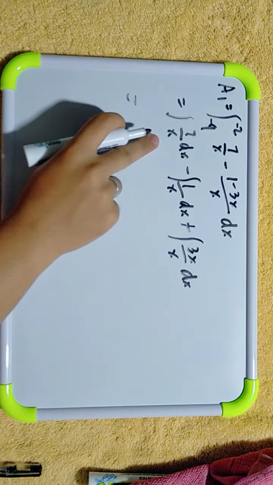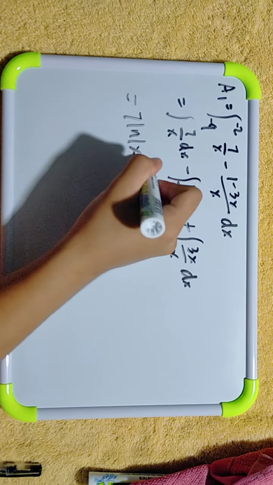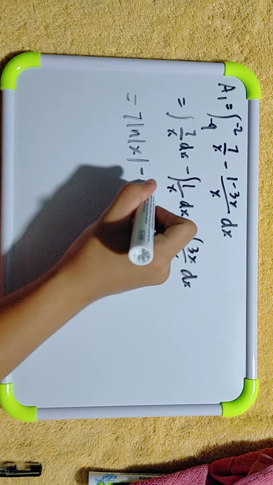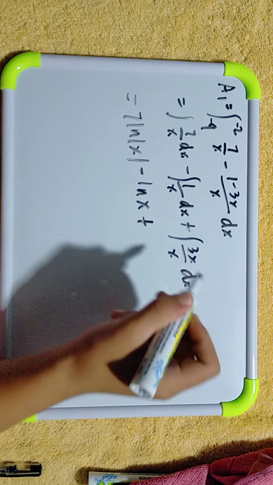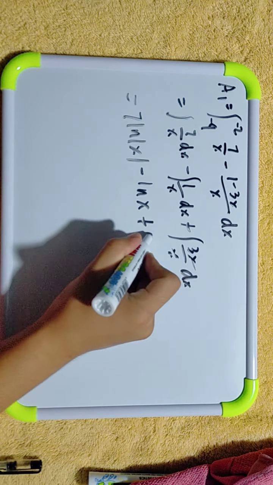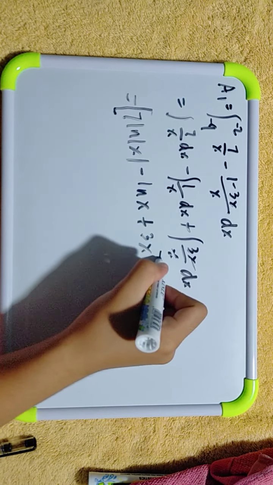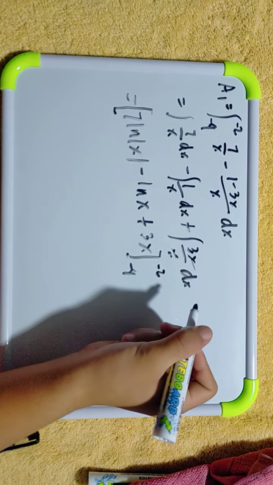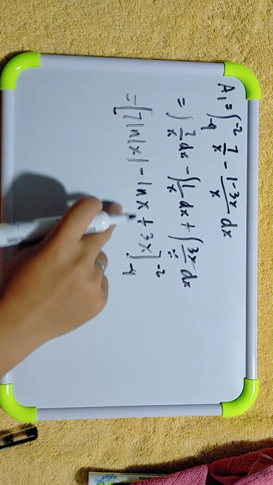So ang sagot dito is 7 ln absolute value of x, and then minus ln x plus, so x, cancel na yung x, so ang integral lang ng 3 is 3x. And then dito na natin ilalagay ulit, babalik natin si limits, so from negative 4 to negative 2. And then substitute lang natin yung value ng limits natin dito sa ating sagot.